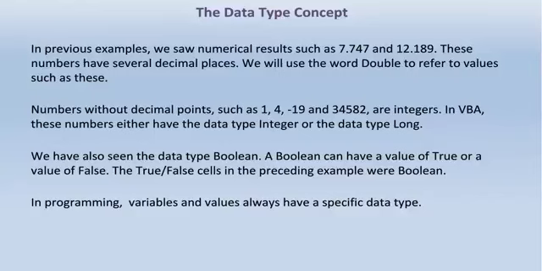We have also seen the data type Boolean. A Boolean can have a value of true or a value of false. The true-false cells in the preceding example were Boolean. In programming, variables and values always have a specific data type.